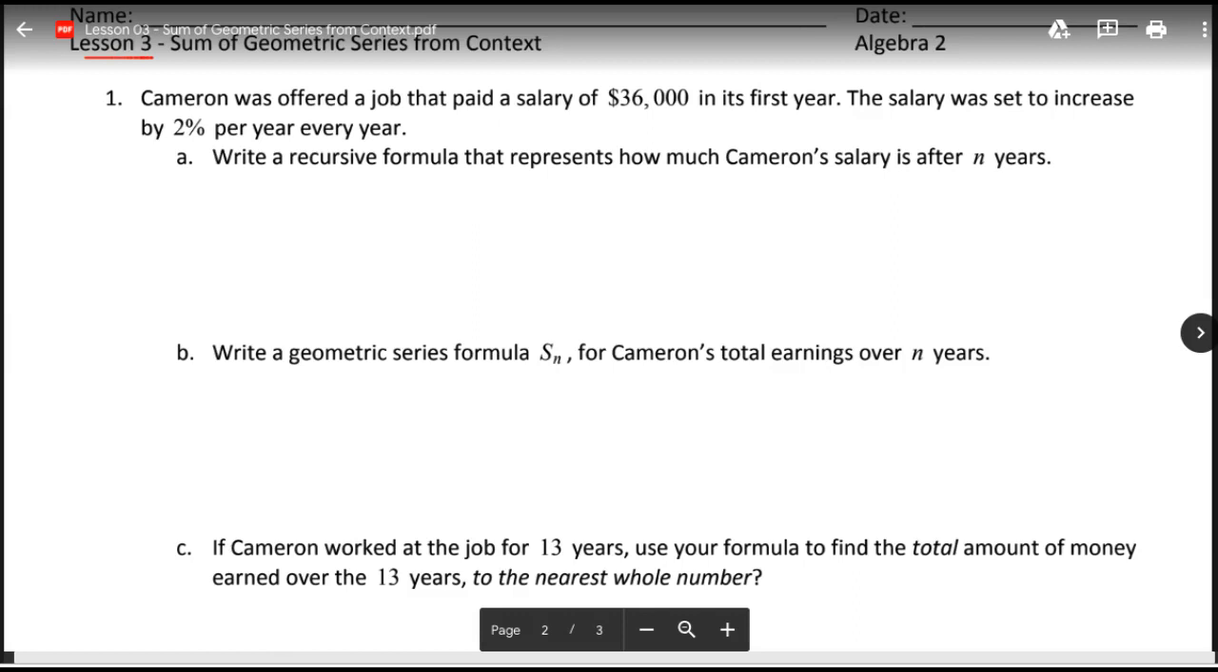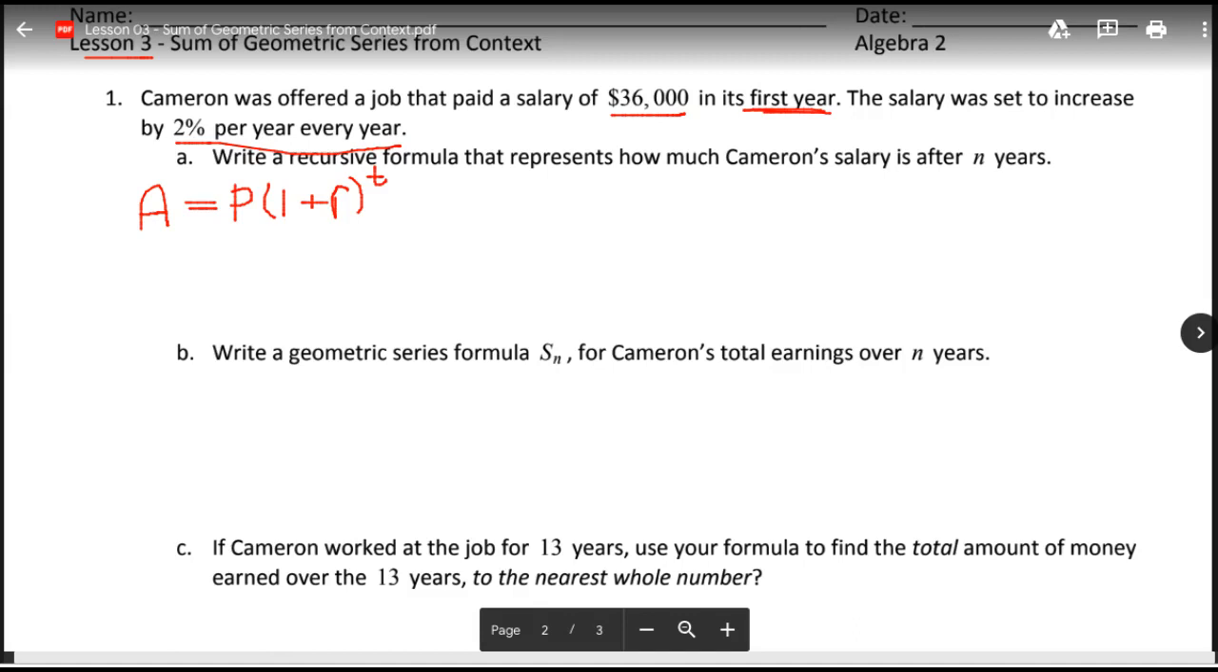So let's take a look at number 1. Cameron was offered a job that paid a salary of $36,000 in its first year. Then the salary was set to increase by 2% every year after. So if we were going to set this up, we know that we have our formula, A equals P times 1. This is going to be increasing, so it's 1 plus the rate to the amount of time that this is happening over. So here, if they just want the recursive formula, this is just like yesterday.